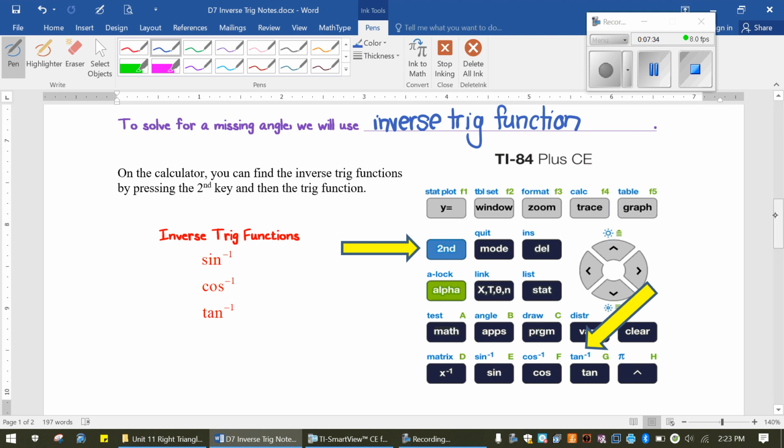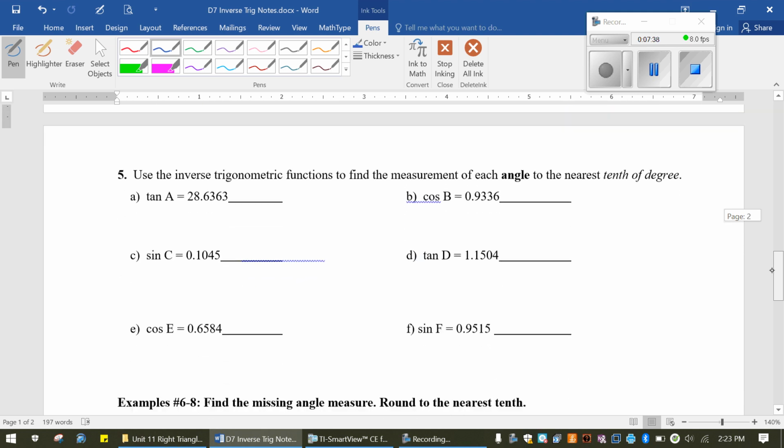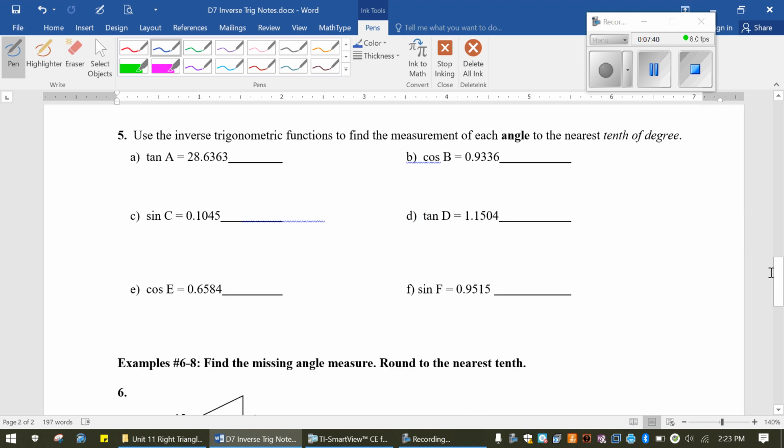All right, so let's practice first with the calculator for each one of these in number 5. I'm going to show you how you enter it into your calculator. If we are looking for the angle measure A, we will say the measure of angle A will be the inverse tangent of whatever.